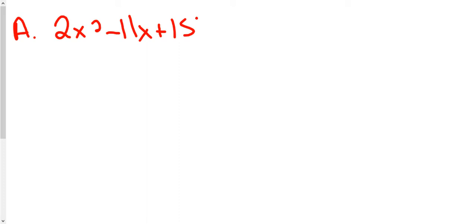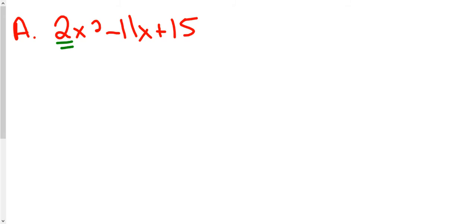The first example I want to do, we'll call it example A. Example A is going to have the quadratic 2x squared minus 11x plus 15, which we can see has no greatest common factor to take out, and the a value, 2, is obviously not the number 1, so we can't use traditional factoring. So we're going to go ahead and use fake factoring.